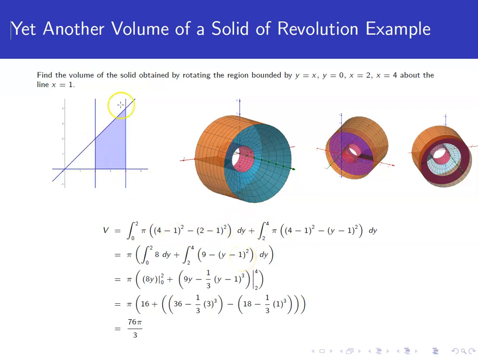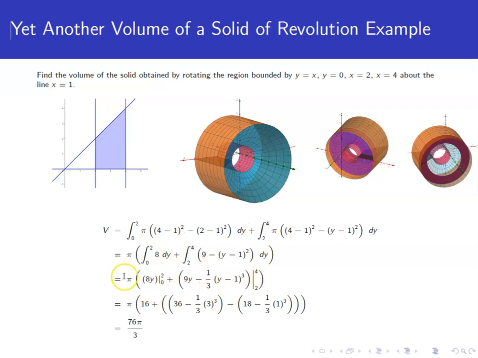From 2 to 4 now, our left bounding curve changed. But again, to find our radius, we're going to go from the axis of rotation to the curve. The axis of rotation is at 1. The big curve here is 4, the one that's farther away. So 4 minus 1 will be our big radius. For our smaller one, we need a function of y. So we'll have x equals y here. So we'll have y minus 1 as our smaller radius.